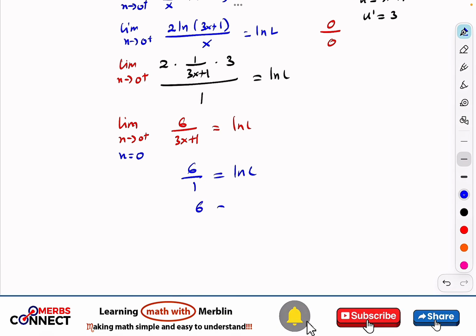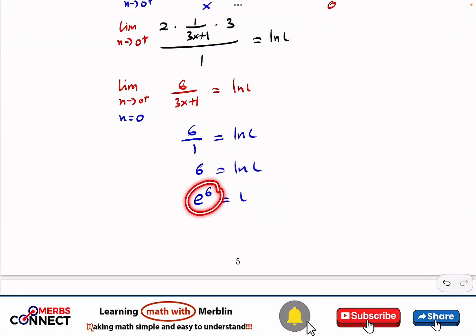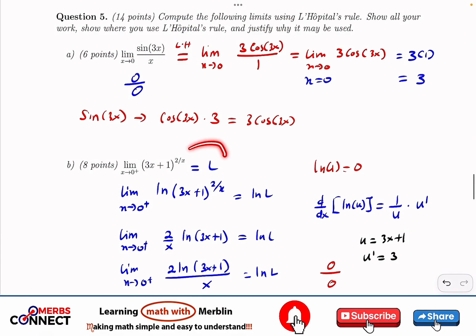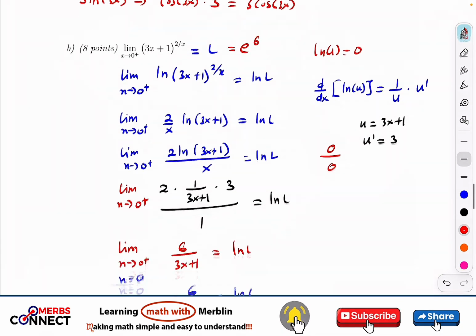And we are going to have 6 equal to the natural log of L. Now finding our L, we are going to have e to the power 6, which is equal to L. So now our answer here is e to the power 6, because we said L is equal to this. So now our final result here should be e to the power 6. Nice.